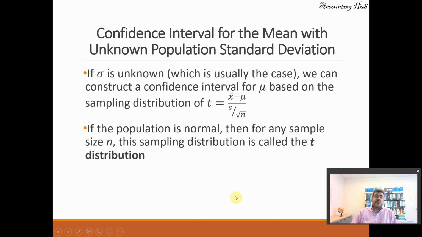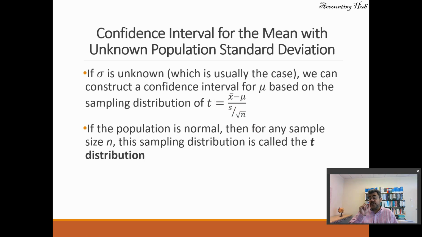And then how do we do that? If the standard deviation is unknown, which is usually the case, we can construct a confidence interval for the mean based on the sampling distribution of t. That is this formula here. If the population is normal, then for any sample size n, this sampling distribution is called the t-distribution.